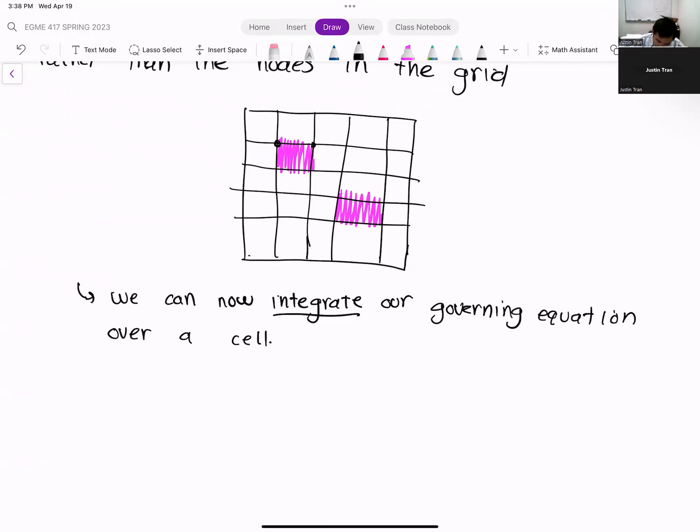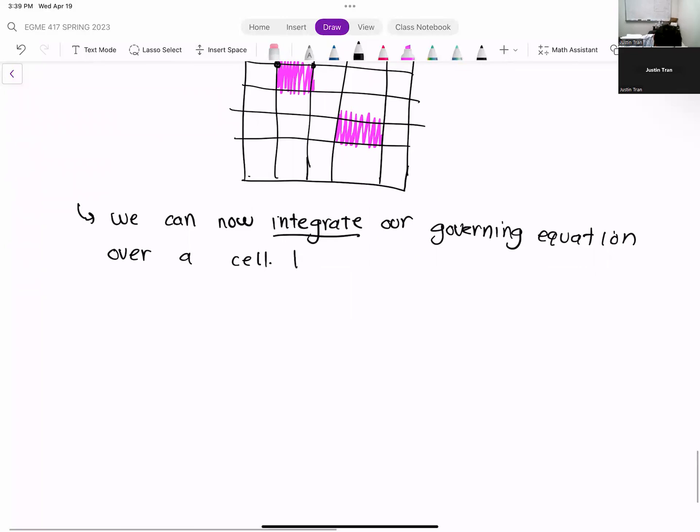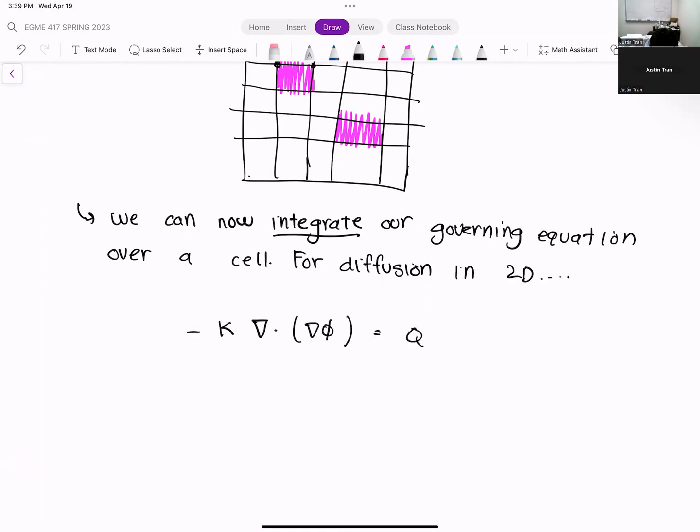And so for diffusion in 2D, we end up with something like this. Our governing equation in vector form is given by the following. Right, so this is the vector form of our diffusion equation. What I'm going to do is integrate this equation over the area of a 2D cell.